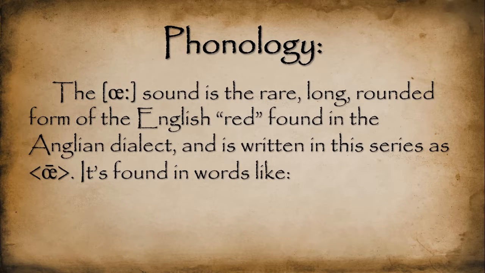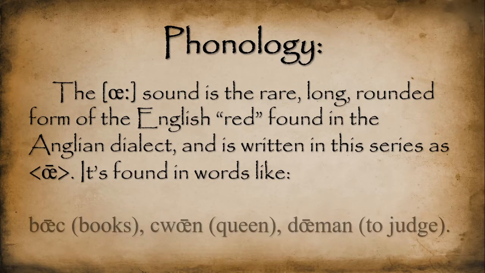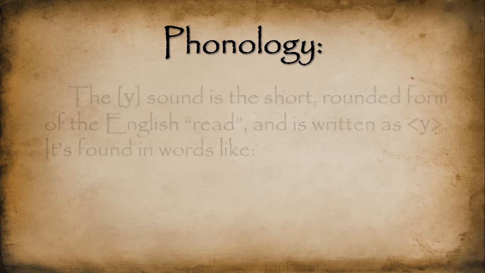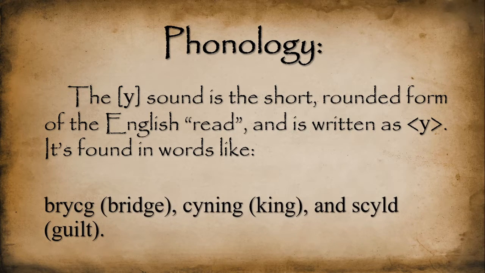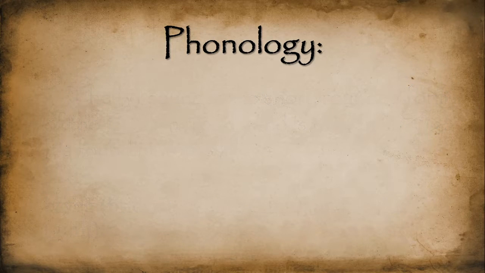The long OE sound is the rare, long, rounded form of the English red, found in the Anglian dialect, and is written in this series as OE with a macron. It's found in words like bök, books, queen, queen, and döman, to judge. The Y sound is the short, rounded form of the English read and is written as Y. It's found in words like brygge, bridge, kunning, king, and skuld, guilt.